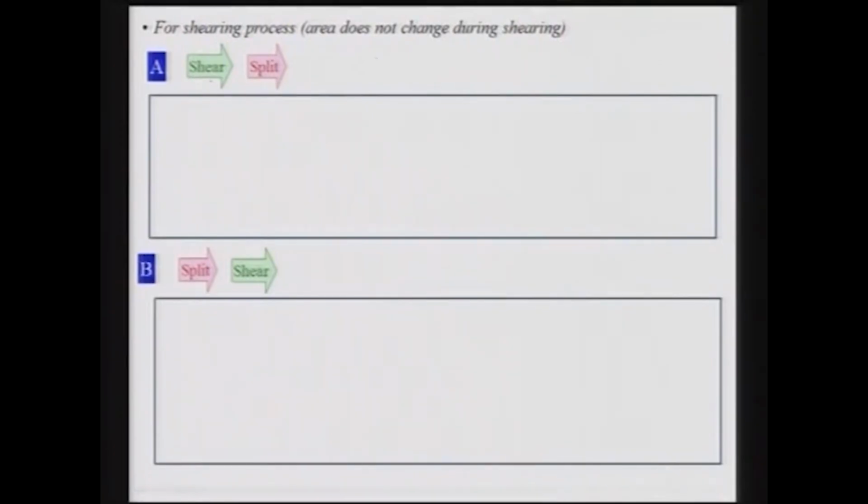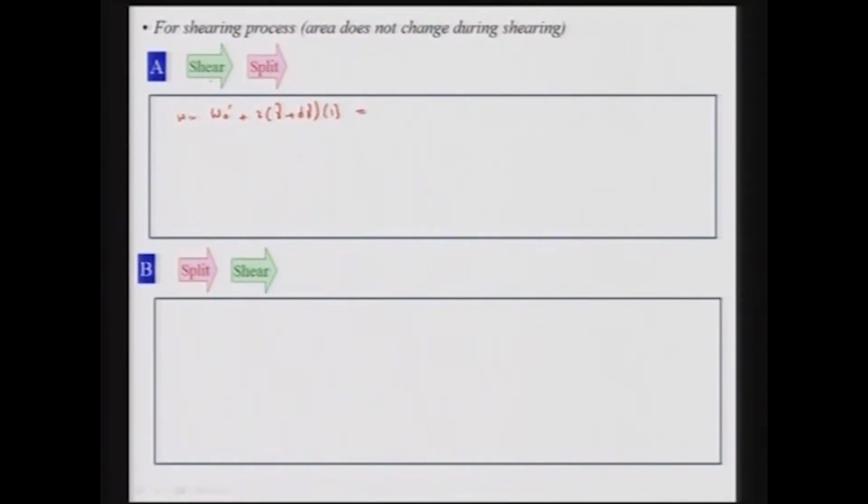Similarly for the shearing process, assuming that the area does not change during the shearing, we can have shearing followed by splitting and then splitting followed by shearing. So the total work done in shearing and then splitting: once we shear it, we get an overall work done which is W naught, plus after we split it, we have an enhancement in the surface tension, given by gamma plus d gamma multiplied by 1.